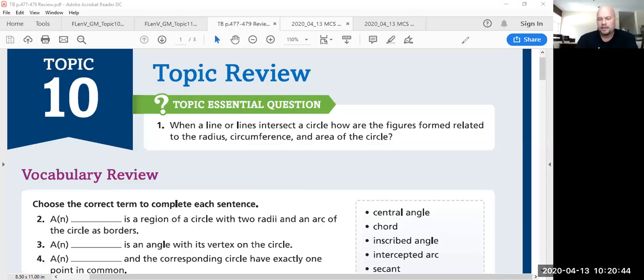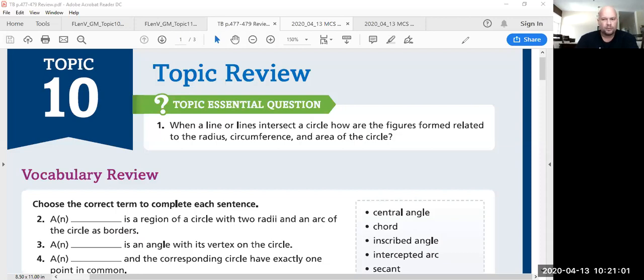All right, so again, this is our review from the textbook for chapter 10. There will be one other review that we do tomorrow. There'll be a worksheet posted, and I will be going over that review during Wednesday's live class time.